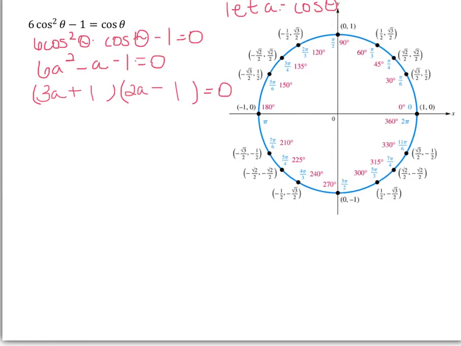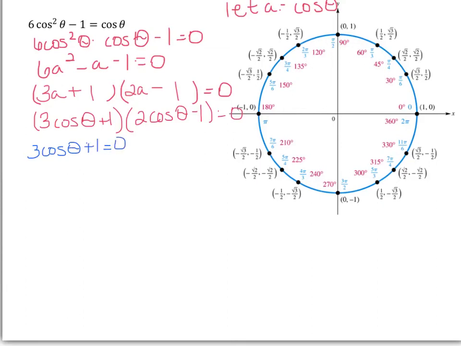Now that I've done this, I can plug my cosine back in, and I would have 3 cosine of theta plus 1 and 2 cosine of theta minus 1 is equal to 0. And the rule about multiplying is if you're multiplying two numbers and one of your numbers is 0, your whole product is 0. So 3 cosine of theta plus 1 is 0, or 2 cosine of theta minus 1 is 0.